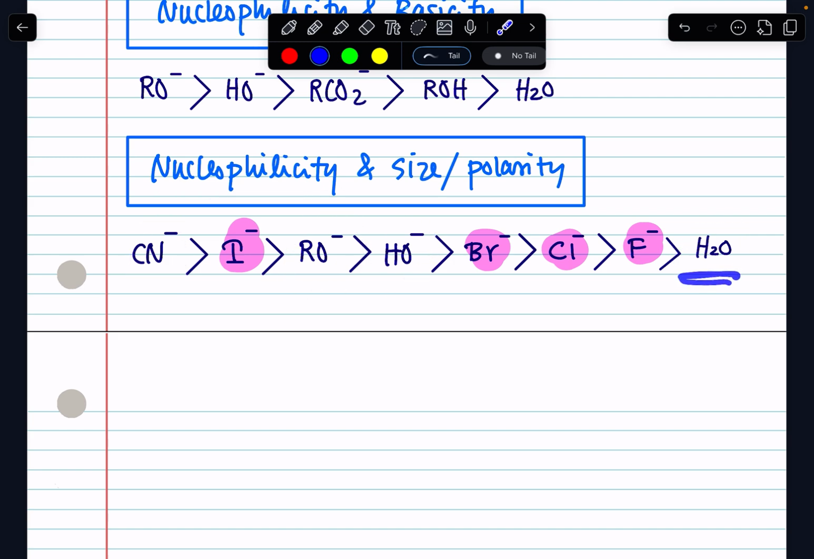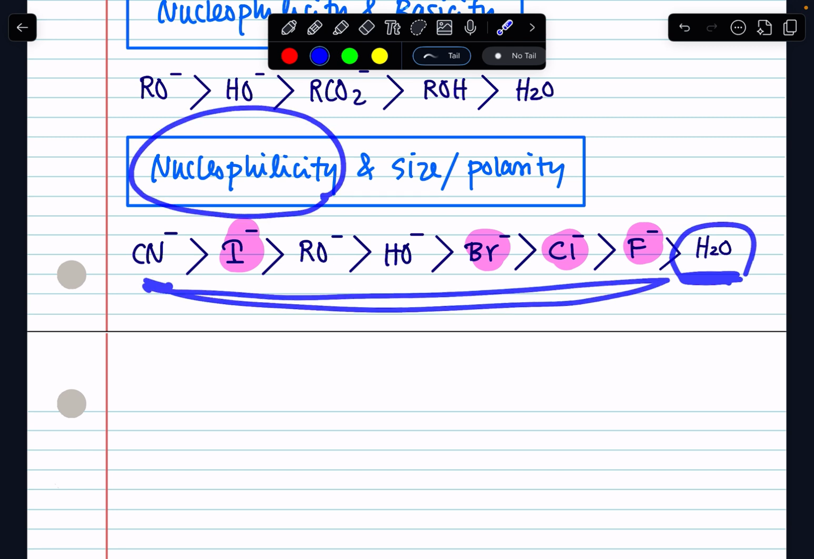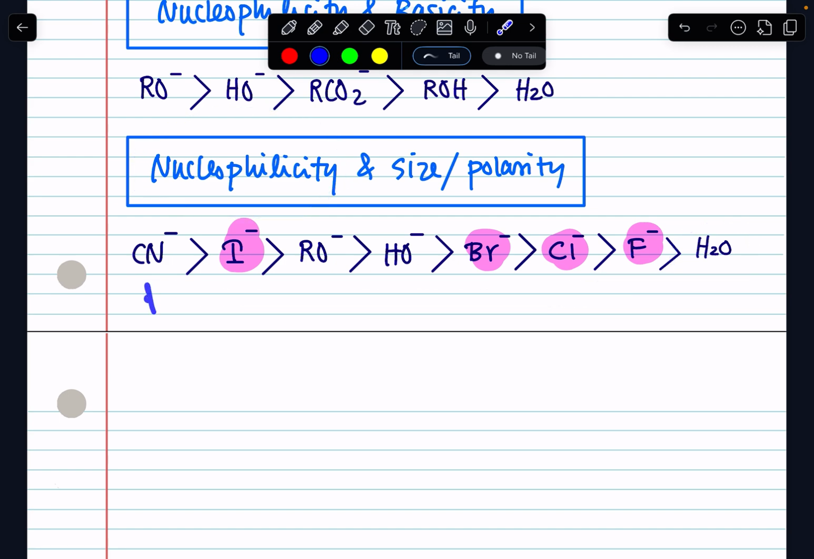Obviously, if you are not charged, you would become a weaker nucleophile compared to if you are charged, right? So all of these ones here are charged except for water. So if you're not charged, obviously you would become a weaker nucleophile.